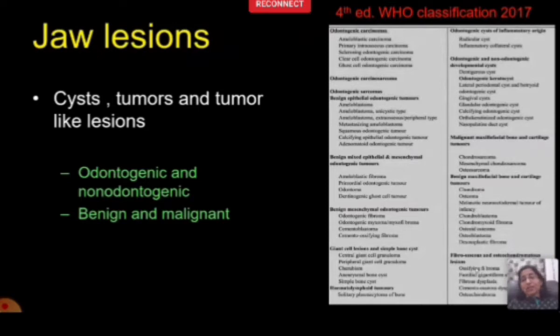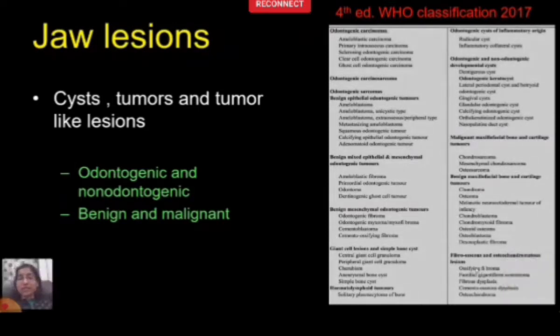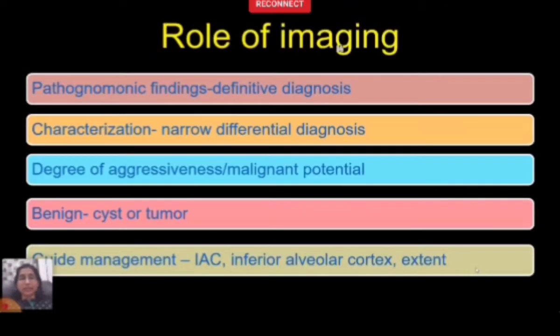But histologically, management-wise, they are very different. So there could be cysts, there could be tumors, there could be tumor-like lesions, there could be benign lesions, there could be malignant tumors. So with such a lot of overlap, I'm here to make things a little simpler for you, and we shall see how we can approach a jaw lesion when we encounter one in our practice.